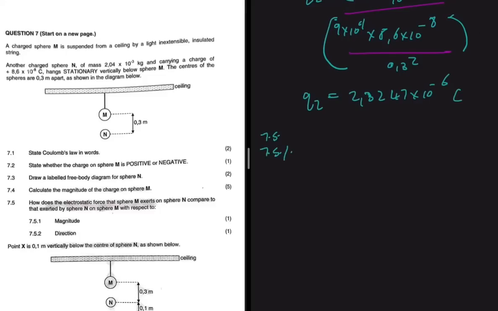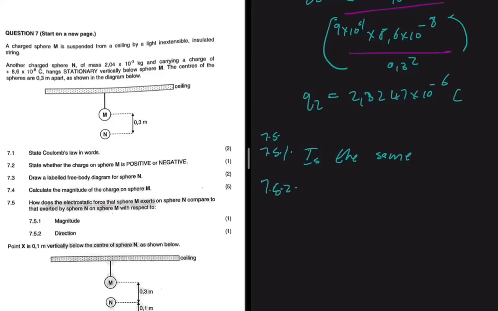How does the electrostatic force that sphere M exerts on sphere N compare to that exerted by sphere N on sphere M with respect to the magnitude? So the magnitude is the same, right? The magnitude is the same. The only thing that is different is the direction, right?